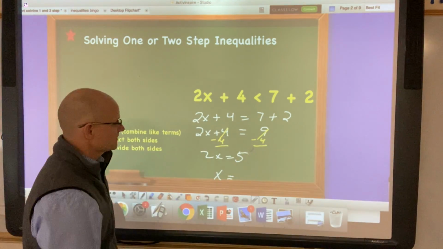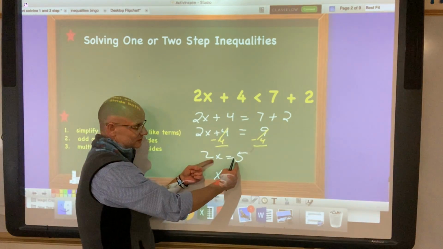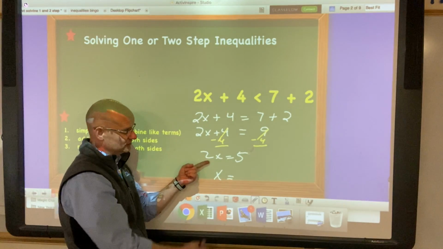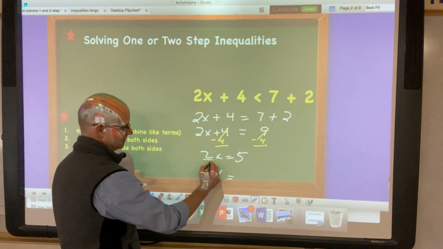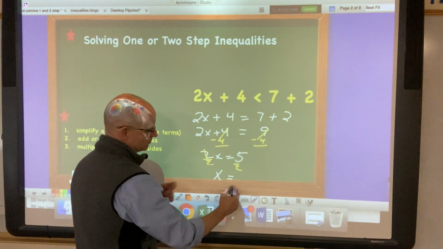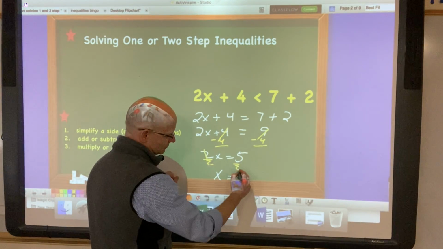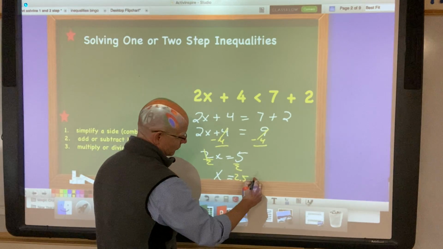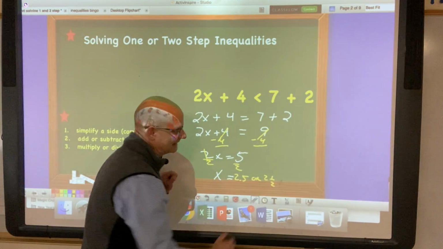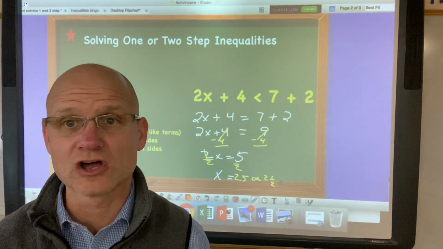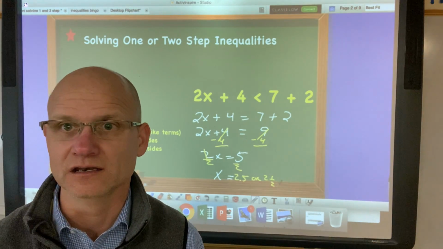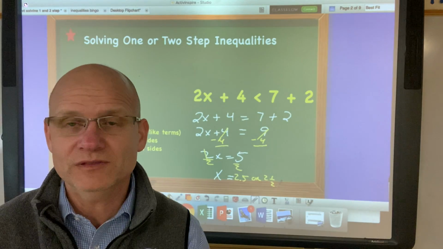So now I have 2 times what number is 5? Well, to eliminate the multiplication by 2, divide by 2. So I divide by 2 here, divide by 2 here. And when you take 5 and divide by 2, you get 2.5. That's how you solve an equation. So what are we going to learn with solving inequalities? Nothing. You're just going to do the same thing.